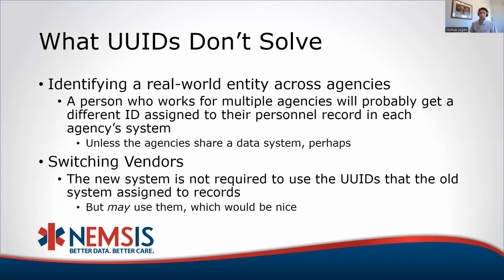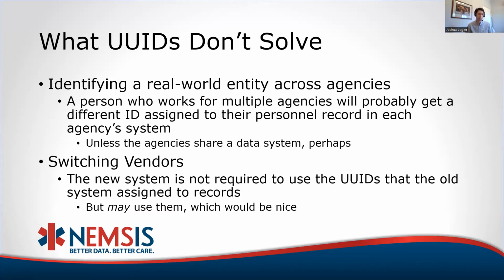All right, so let's cover here the things that the UUIDs do not solve. And the first one I think is clear from the explanation I just gave. UUIDs do not identify real-world entities across agencies. At least that's not their purpose in NEMSIS. So the fact that the same person works for two different agencies, they might get a different UUID assigned to them, to their personnel record in those two different agencies, unless maybe those agencies share a data system like I described.